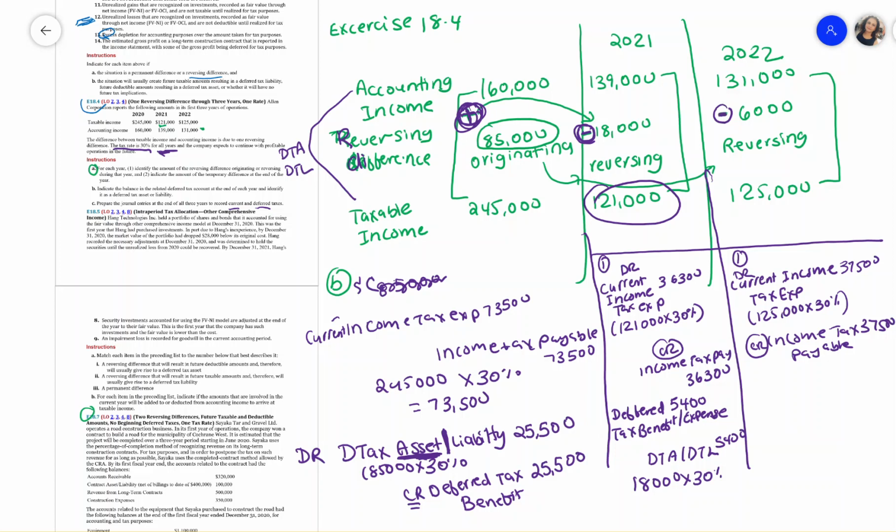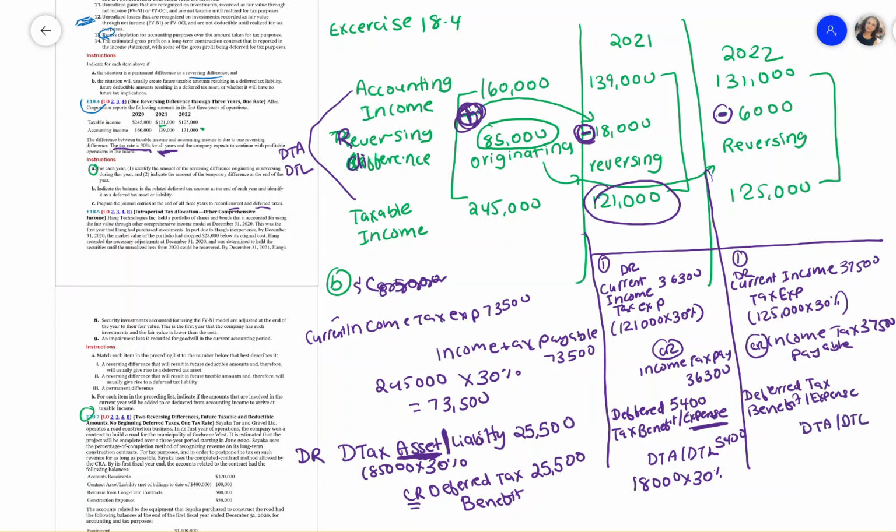Now we have a reversing difference. It's a negative difference. It originated here, so if it's a credit, it's a liability. So we are going to have the same entry. If it's a liability, you have an expense. So if you're debiting something, it's an expense. So it's a deferred tax benefit / expense, and credit your deferred tax asset / deferred tax liability.